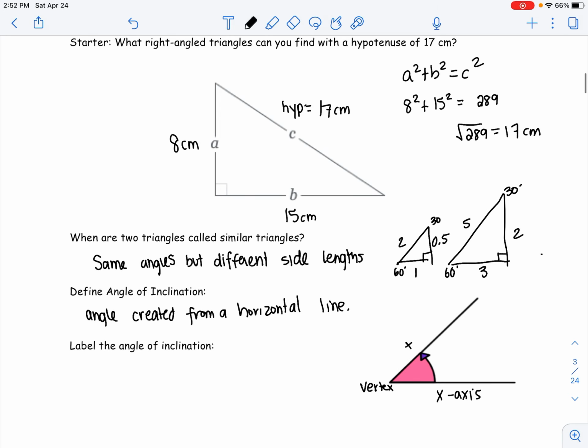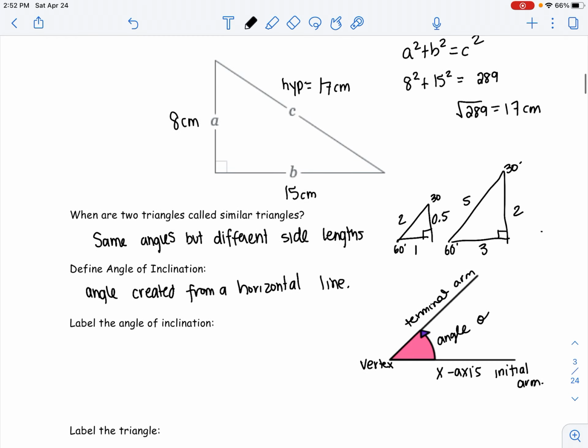And then this is called our terminal arm because it moves. This one will go up and down depending on how big or how small our angle is. And this is called your initial arm. It doesn't change. So that should stay put. So we have an initial arm, we have a terminal arm, we have the angle that's created between them, and we label that with theta, which is a Greek symbol to represent angles, usually if we don't know them.